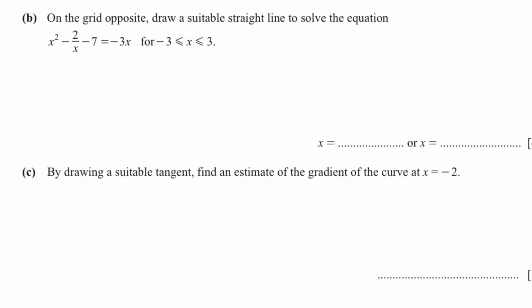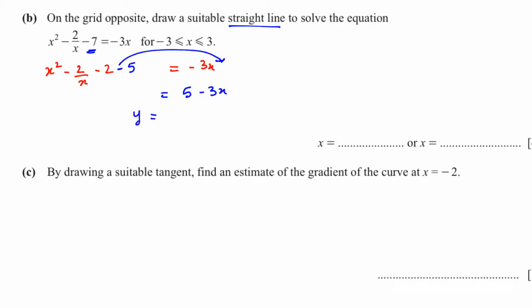This equation is not the same as the equation of the curve we have been given. What we have is x squared minus 2 over x minus 2, and this is equal to negative 3x. To make this equal to negative 7, I will have to add negative 5. And as I want to solve the equation by drawing a suitable line, this negative 5 will move to the other side. It will become positive 5 minus 3x. So now you have the straight line y is equal to 5 minus 3x.